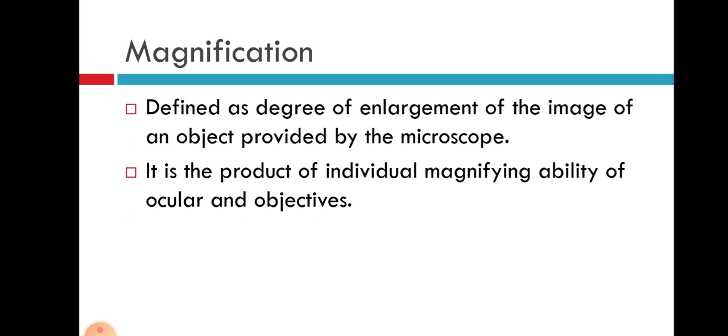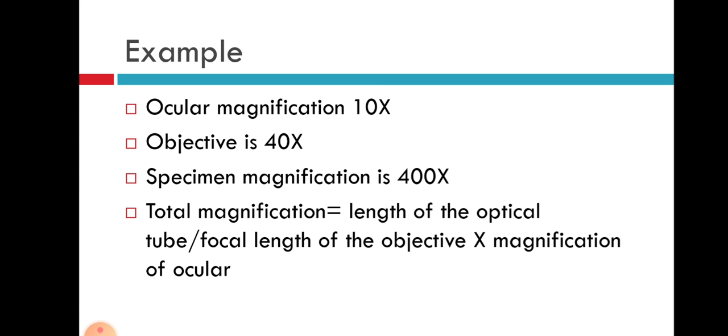Next, magnification. Magnification is defined as the degree of enlargement of the image of an object provided by the microscope. It is the product of the individual magnifying ability of the ocular and objectives. For example, if the ocular magnification is 10x and the objective is 40x, the specimen magnification is up to 400x.